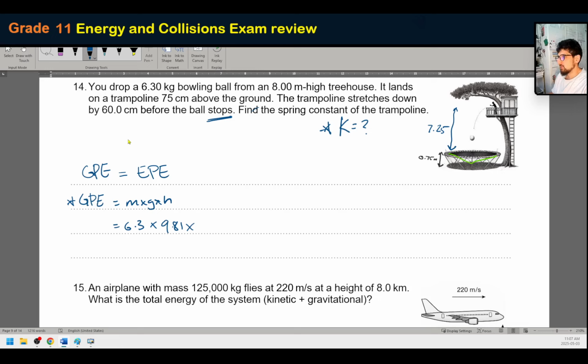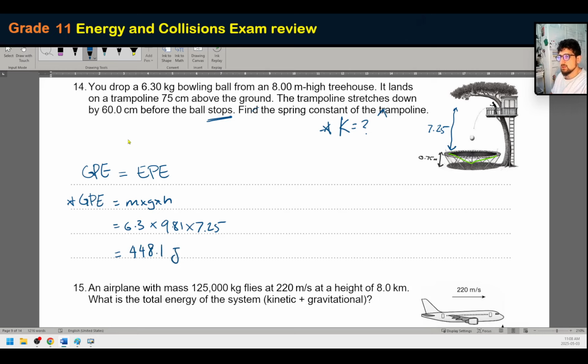Imagine if I say, for example, that this whole scenario, this whole tree house, is sitting on top of a cliff, and the cliff is, say, 30 meters in height. Do I then use 30 meters? No, it doesn't matter. I just use the distance the ball traveled. So the ball travels 7.25 meters, and that's all that matters. It doesn't matter that it's an 8-meter tall tree house. All I need to worry about is the distance the ball traveled, okay? So that's why it's only 7.25. I think that's the trickiest part of the question, figuring out the height to use. So 6.3 times 9.81 times 7.25. That gives me the total gravitational potential energy, which obviously is the same as the elastic potential energy.